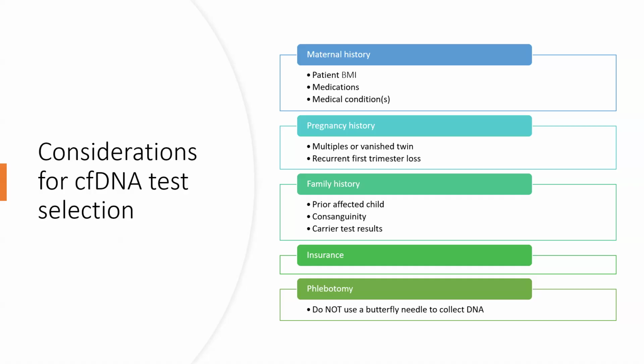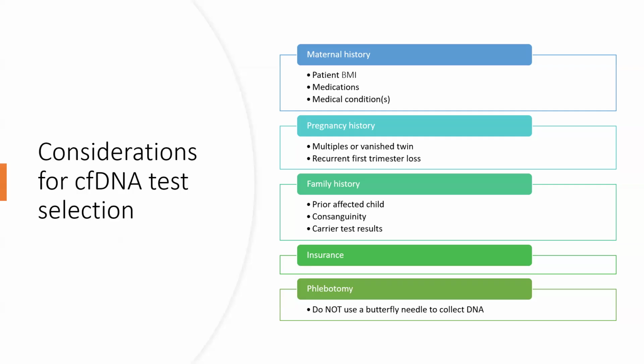Also, pregnancy history. If there are twin pregnancies, that might change what platform you decide to use. And then also, if a mom has recurrent first trimester loss, it may be that she shouldn't be offered cell-free DNA screening, but maybe she needs a workup done for a potential chromosome rearrangement herself, in which case a diagnostic test is going to suit her better.